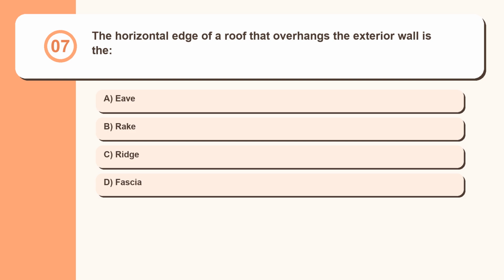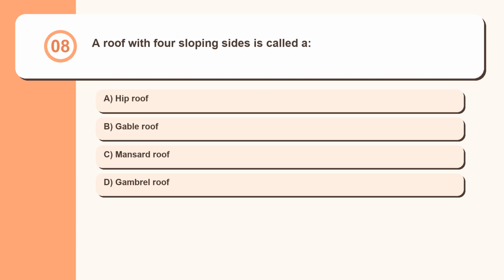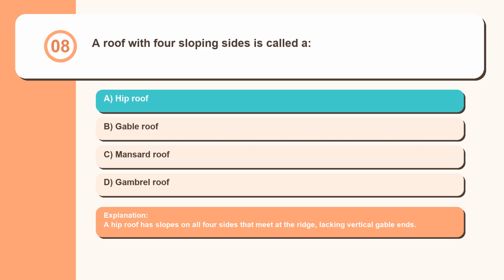Question 7. The horizontal edge of a roof that overhangs the exterior wall is the eave, rake, ridge, fascia. The eave is the lower, horizontal overhang of a roof, while the rake is the sloped edge. Question 8. A roof with 4 sloping sides is called a hip roof, gable roof, mansard roof, gambrel roof. A hip roof has slopes on all 4 sides that meet at the ridge, lacking vertical gable ends.